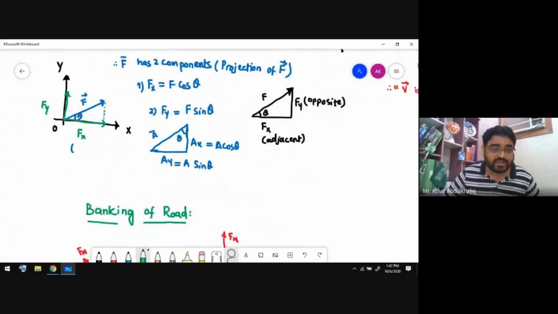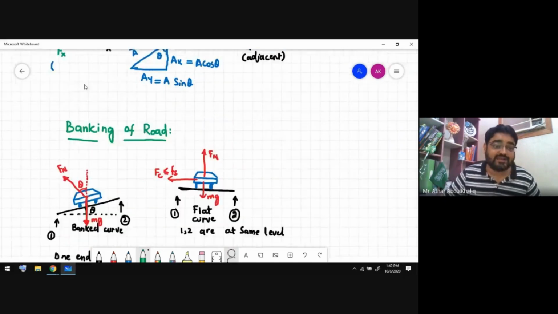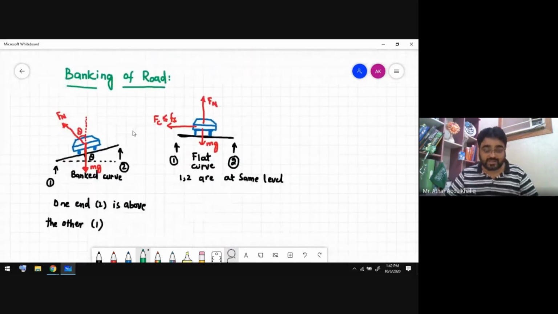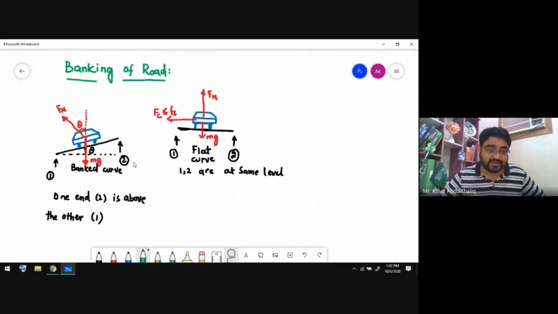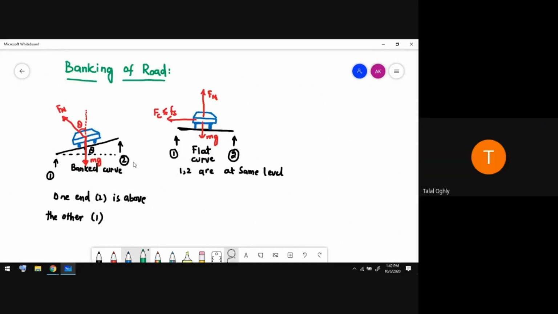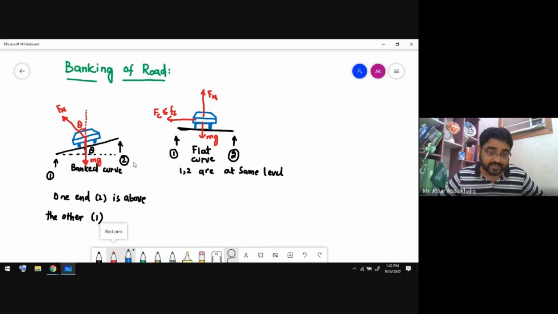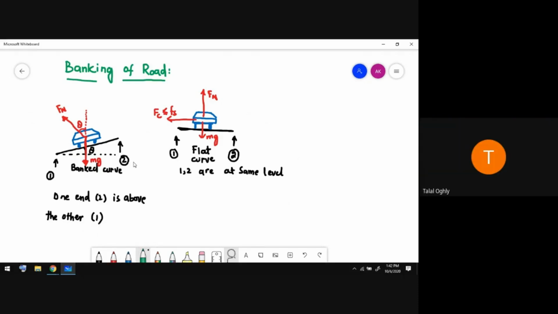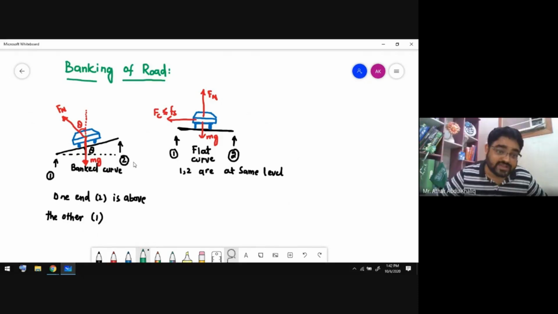I told you previously, if theta is here, the component with the theta is x and the one opposite to theta is y. So this component, along the theta, will be Fn x.